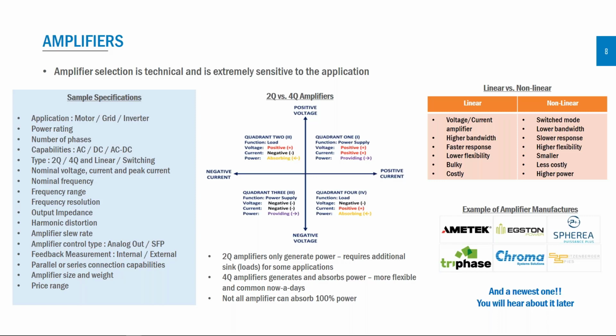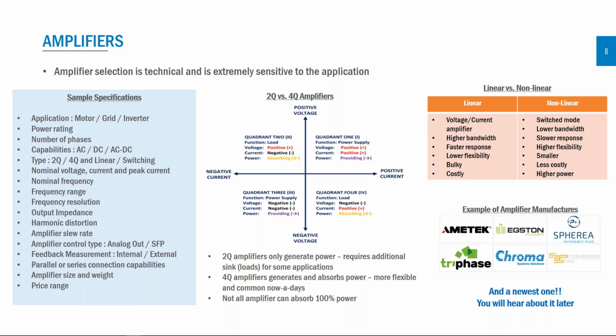Then there are different types of amplifiers, such as linear versus switching or non-linear type of amplifier. Basically, it depends on what kind of power electronics they have inside. A linear amplifier, for example, will have higher bandwidth, faster response, and lower noise, but they will provide lower flexibility. They are bulky and costly. On the other hand, switch mode provides lesser bandwidth than the linear one, but it provides higher flexibility, and it can be easier to connect for higher power.